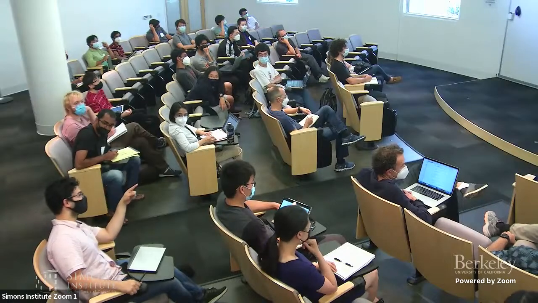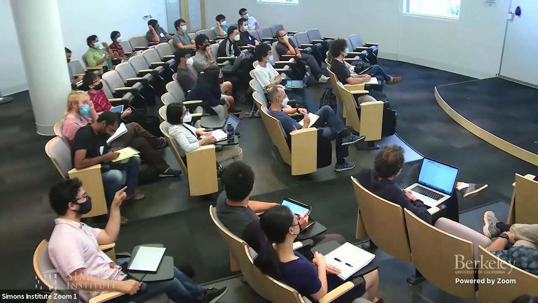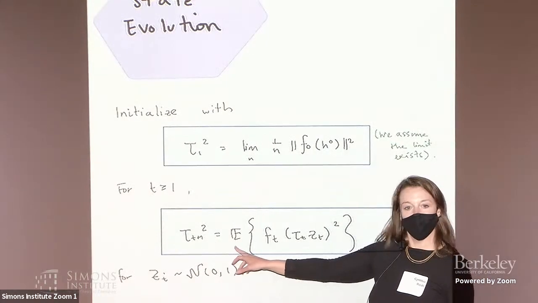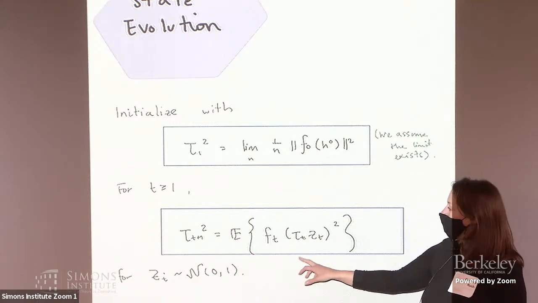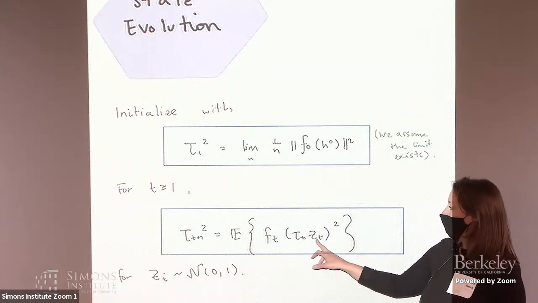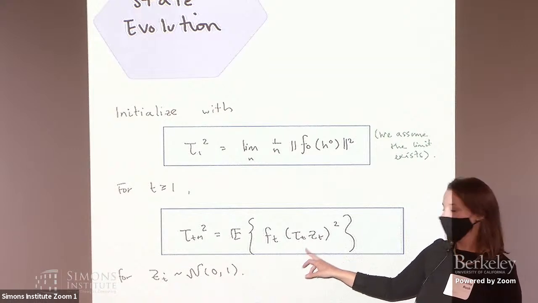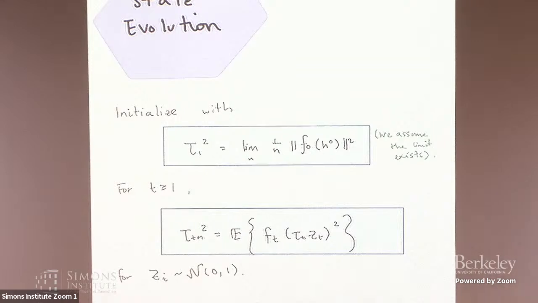What is the second thing? It's tau what? Tau t plus 1 squared is equal to the expectation of our function that we use in the recursion, which takes as input tau t, the previous value, multiplying a Gaussian random variable. So expectation with respect to the Gaussian. Okay.